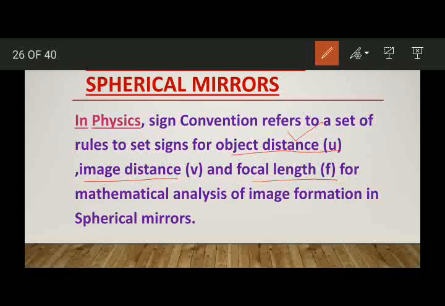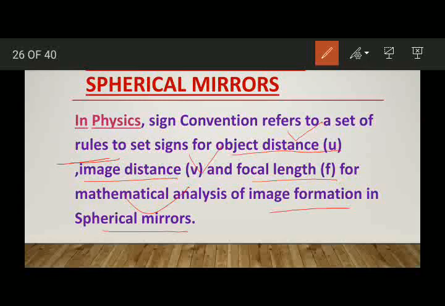You might have learned about the object distance, image distance, and focal length in your previous video. Object distance was the distance from the mirror of the object and it is denoted by u. Image distance was the distance of the image from the mirror and it is denoted by v. And focal length was the length from the focus to the pole of the mirror. So, sign convention refers to a set of rules.